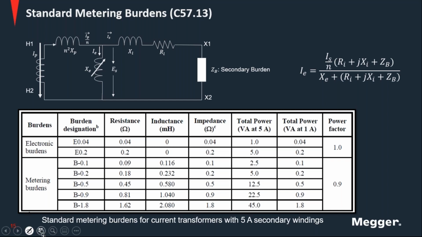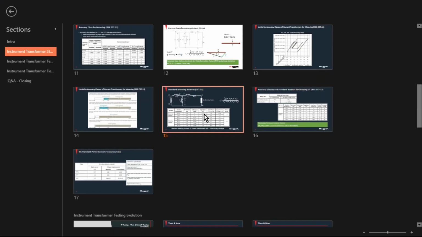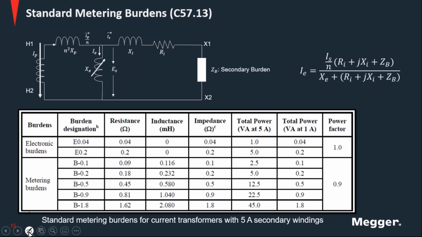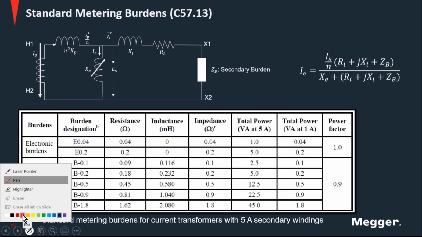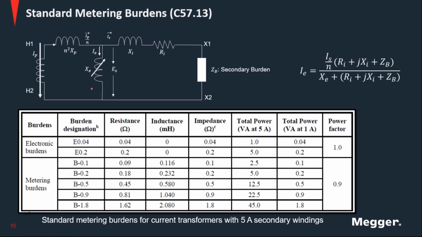A lot of utilities and users would rather drive the CT to its maximum voltage, at least until the accuracy limiting factor voltage of the CT. For example, with a C800, people like to drive it at least to those 800 volts or so, to verify that there's no problem in the insulation between turns of the CT.